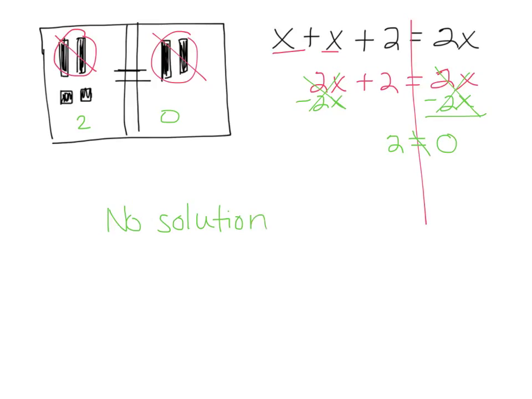Again, there's nothing possible that I could put in for x that would make that true because they both have 2 x's. This side's always going to have 2 extra, so that side's always going to be bigger. So there's no way that they'll ever both have the same amount.